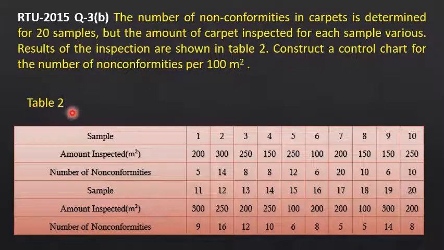This is table number 2 given in the question, and here are the 20 samples. You can see sample 1 to 10 and again sample 11 to 20. Then the amount inspected in meter square is shown for the 20 samples, and the number of non-conformities is shown here.